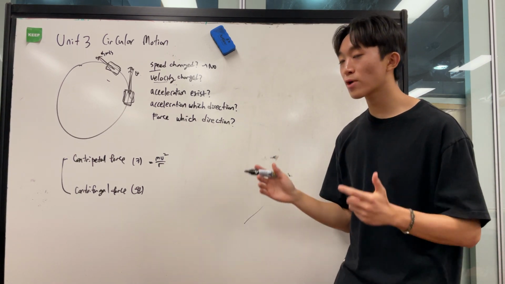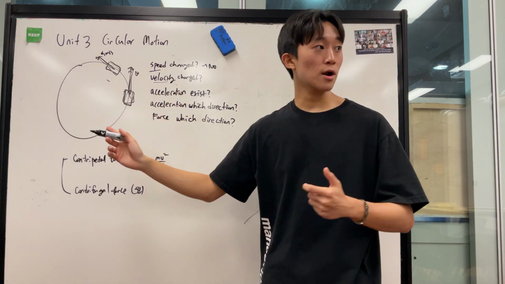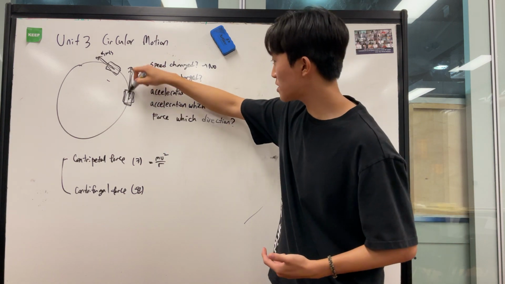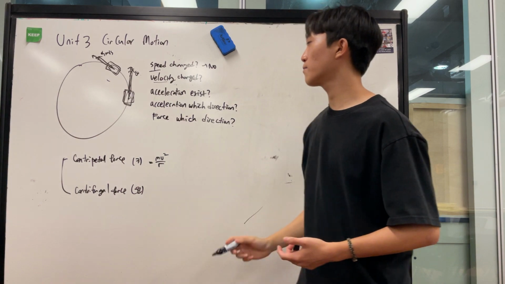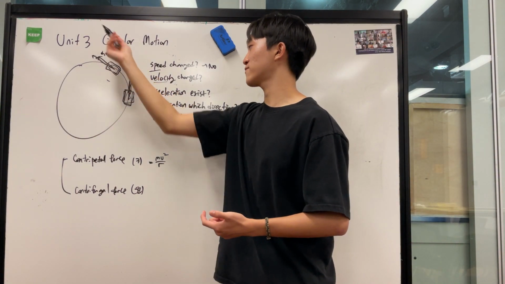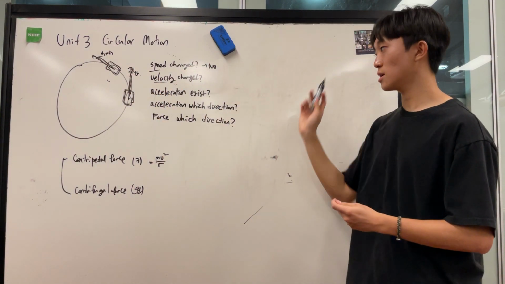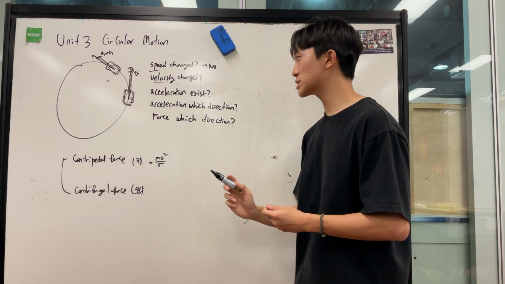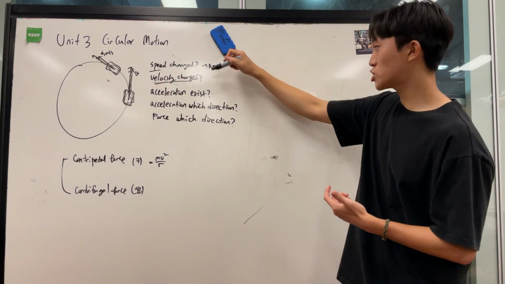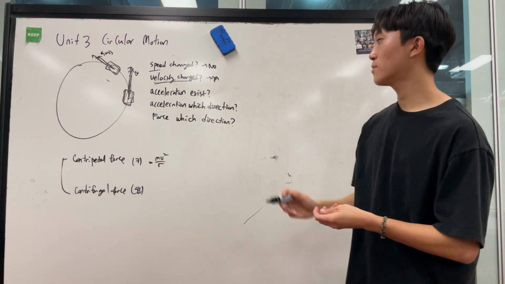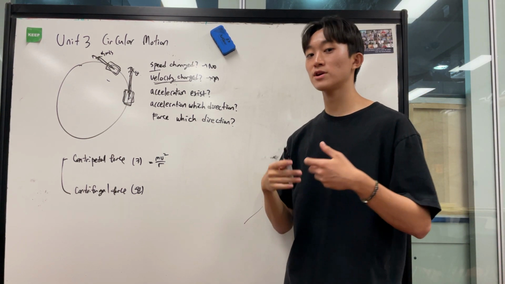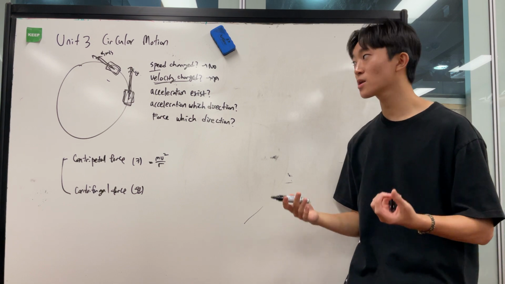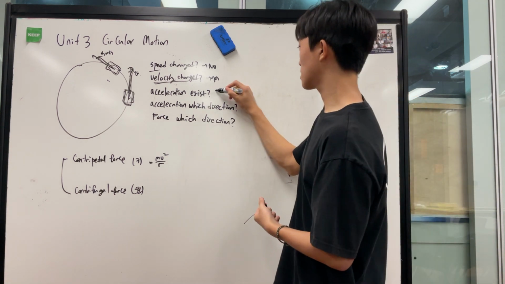However, the direction of this car has changed. It started from here, but then it moved to this position, which points towards up left, not completely straight upwards. So the velocity indeed changed. Now my next question is, what about acceleration? Is there acceleration present in the circular movement? Well, my answer is yes.